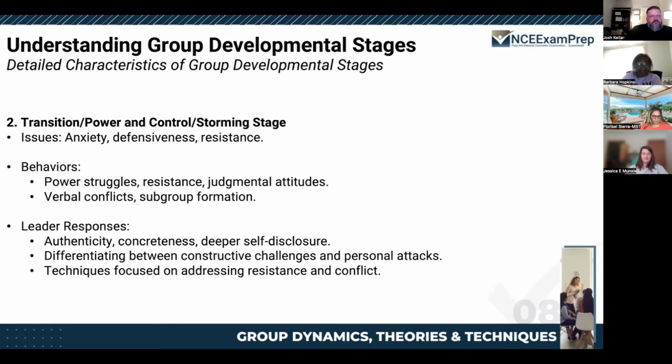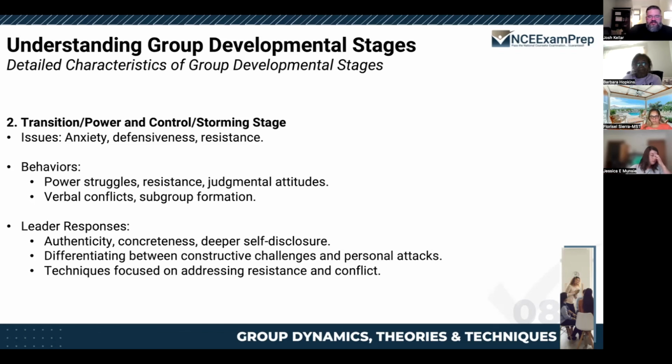And so what the leader needs to do is just continue moving forward with authenticity, concreteness, and deeper self-disclosure, right? We want to be really clear with the vibe that we're creating in how we interact with the group. Differentiating between constructive challenges and personal attacks, right? Some of those constructive challenges are just going to be normal at this stage. And especially as group leaders, we need to not take them personally. It just makes sense that that's what's happening because there's lots of ego defenses that are showing up, right?